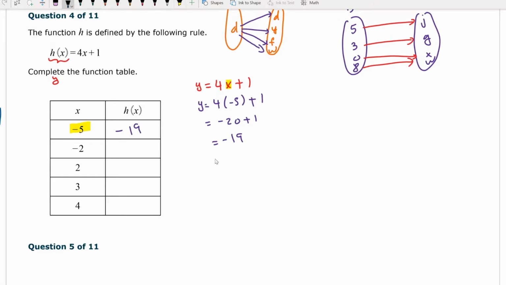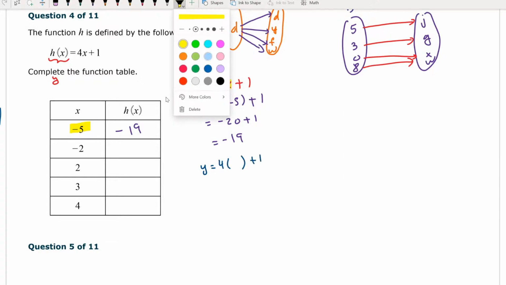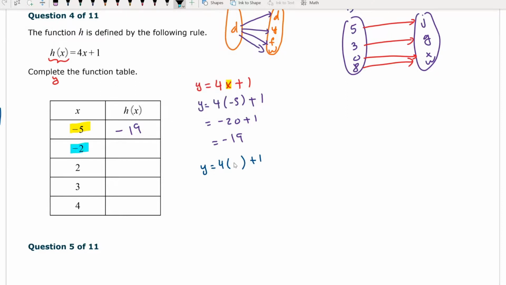We're going to plug in the next number, y equals 4x plus 1. Instead of -5, we will plug in -2 to find the corresponding value. So -2: 4 times -2 is -8, plus 1 is -7. So -2, -7. Then again, repeat that process.